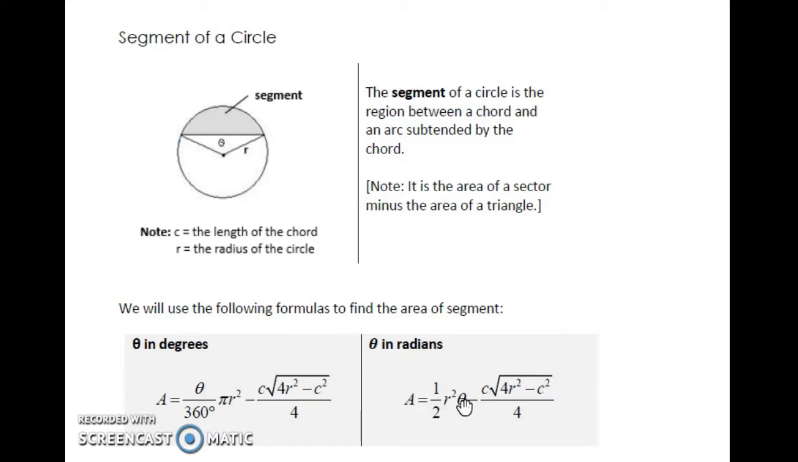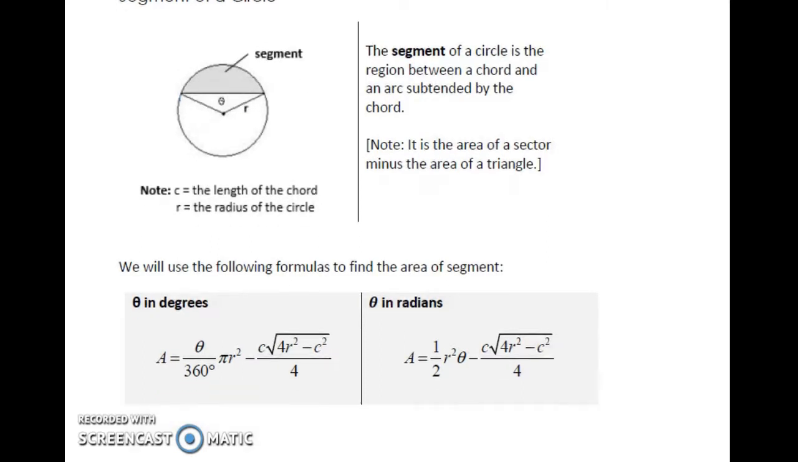So this same thing here is the area of a sector if the angle was in radians. So this whole sector, subtracting the area of this triangle, that gives us the area of the segment. Okay, let's see an example.